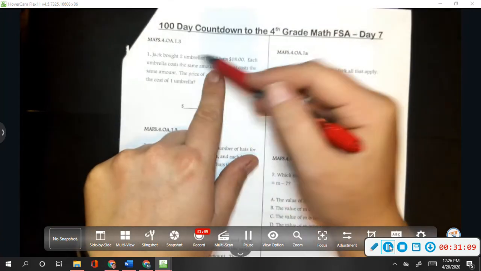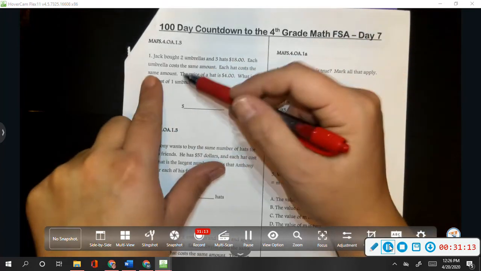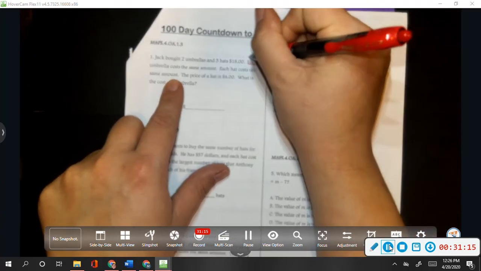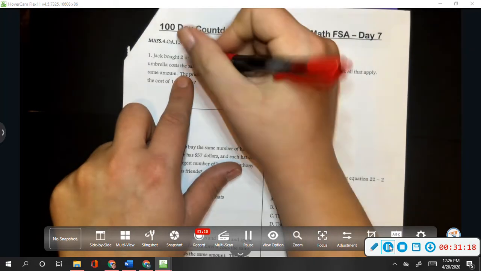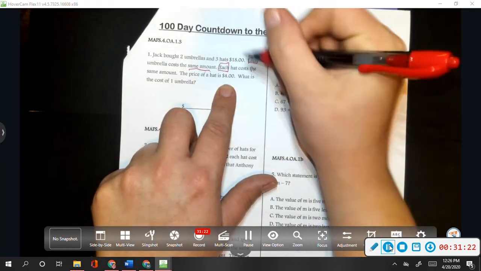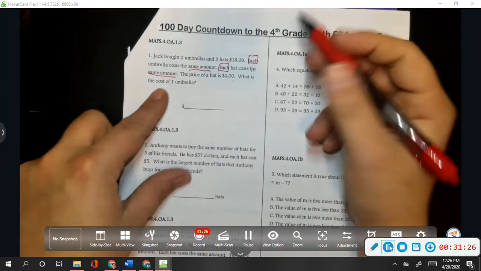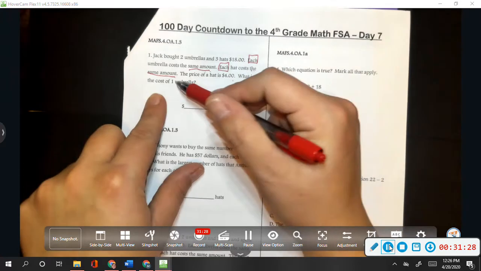Jack bought umbrellas and hats for $18. Each umbrella, that's a multiplication word, costs the same amount. Each of the hats, there's another multiplication word, costs the same amount. The price of a hat is $4. What is the cost of one umbrella?